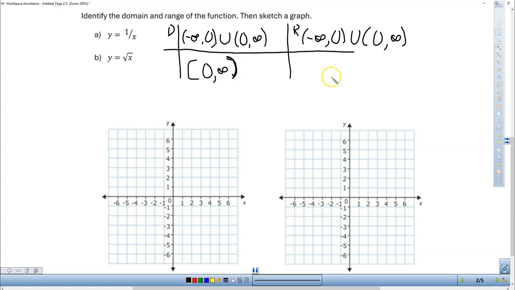And what about our range? Well, our range, if you think about it, is going to be the same set of values. We're going to have a value that starts at 0 and goes to infinity.